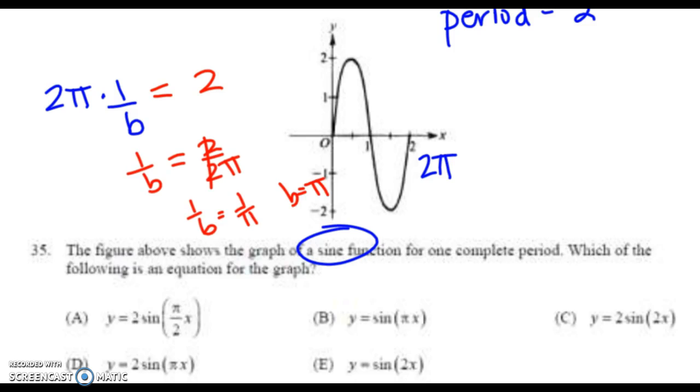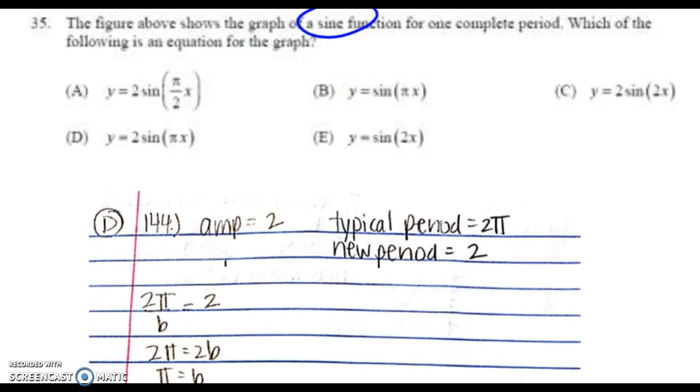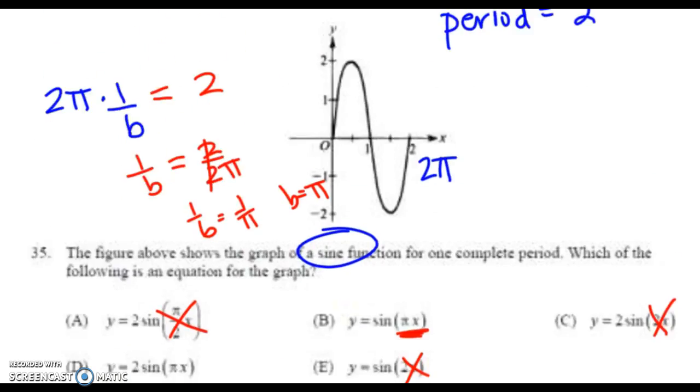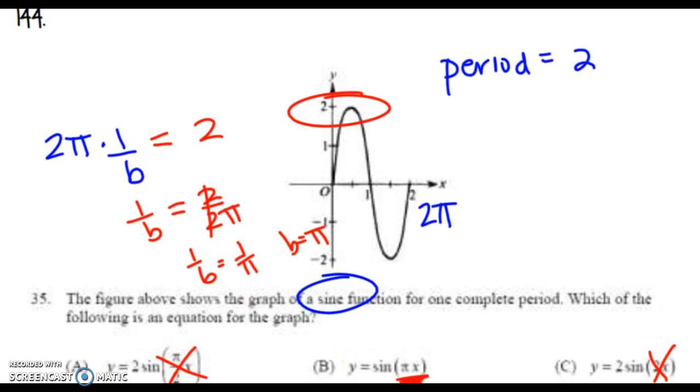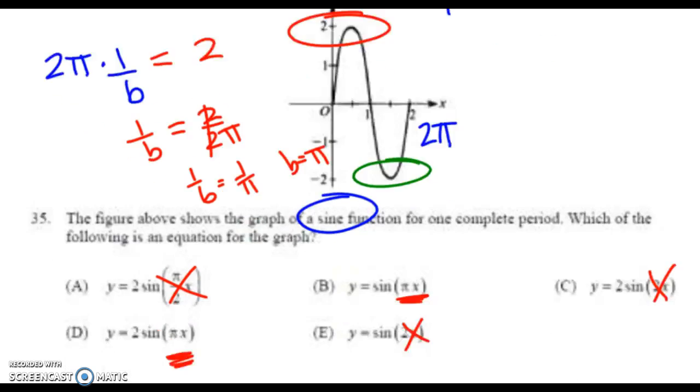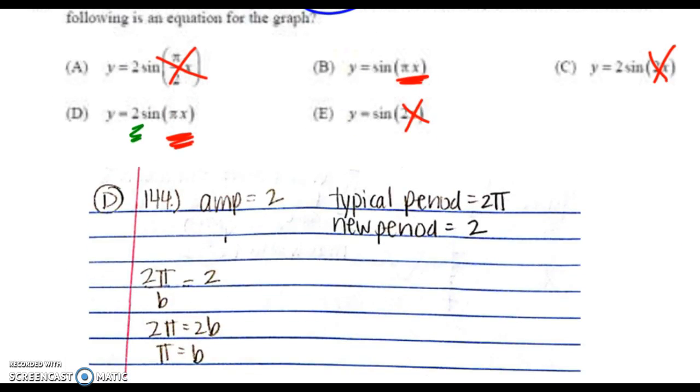So this is going to be kind of a different looking function, but it's going to end up being one of these that has pi x. So we can eliminate all of these guys. The other thing we have to look at is where the amplitude is, and the amplitude is up at 2 and down at negative 2. So since I have an amplitude of 2, that means I have a vertical stretch of 2, which is why I would pick D and not B.